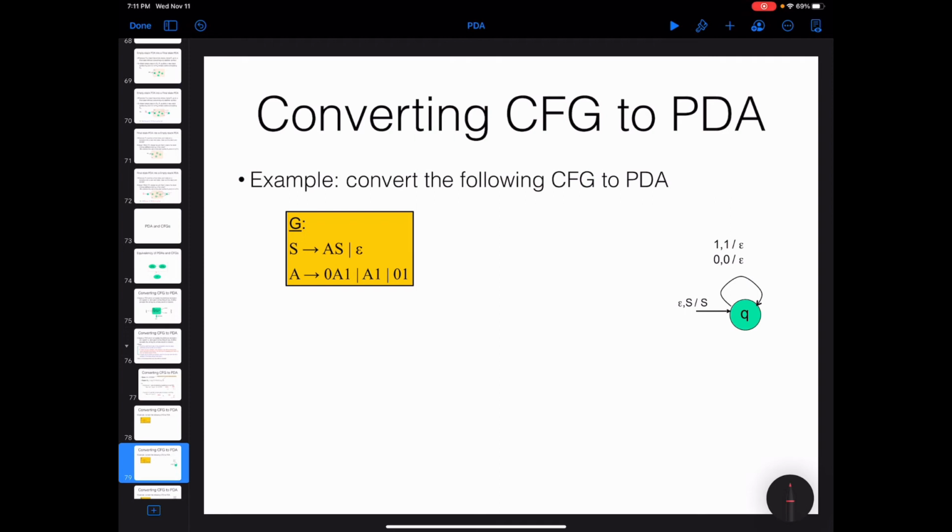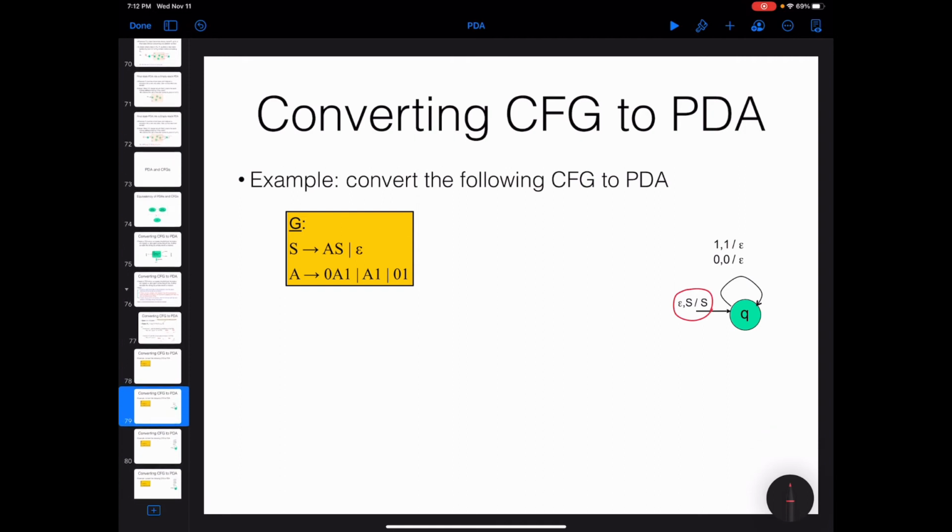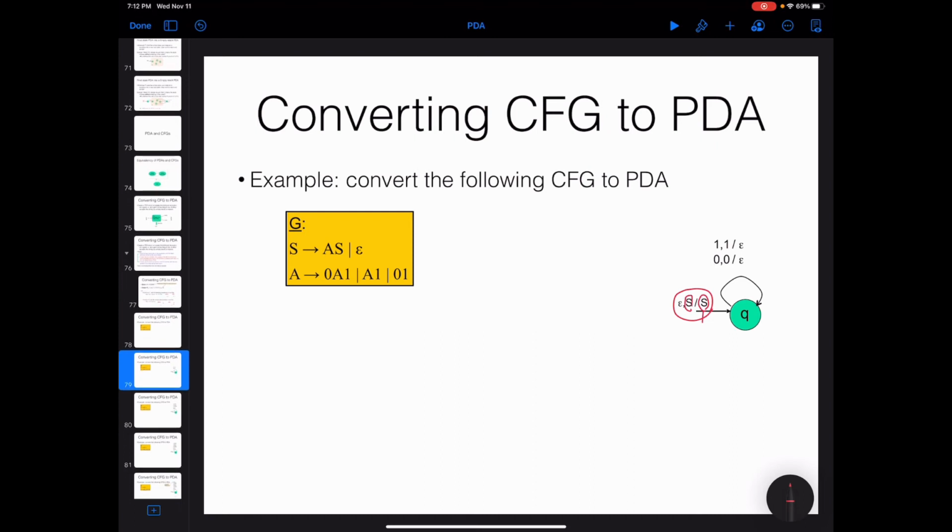Always, when I'm converting to a pushdown automata, I'm adding this, which basically just tells that at the very beginning, S has been pushed to the stack. Basically, S is going to be the initial token of the stack. So if you see something like this at the starting state in any source, it tells you that whatever you write here is going to be the top of the stack, the initial token of the stack.